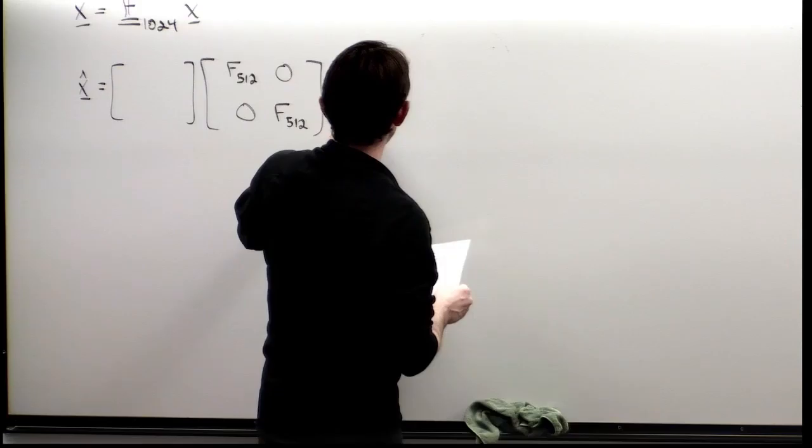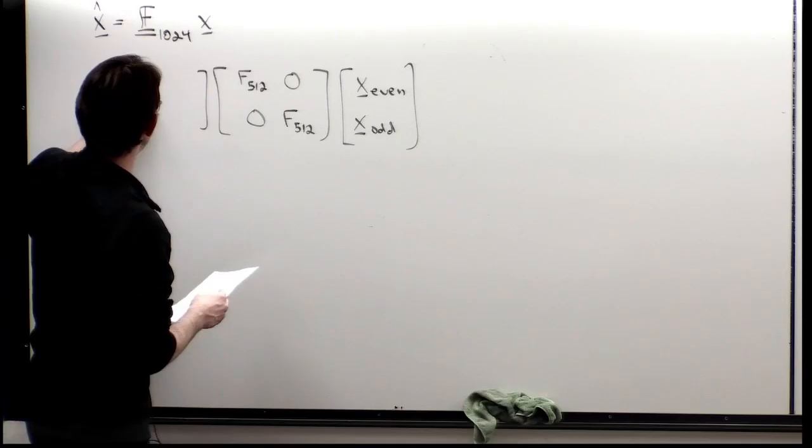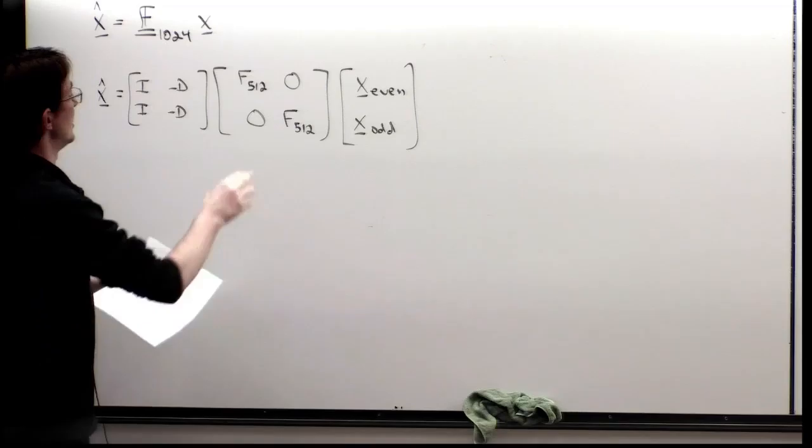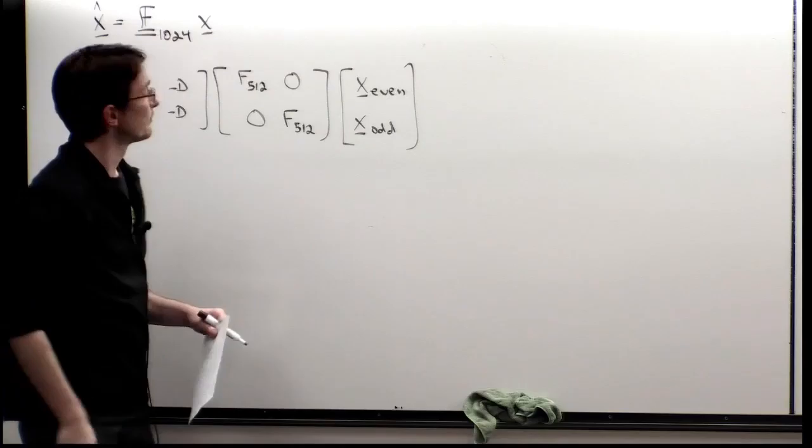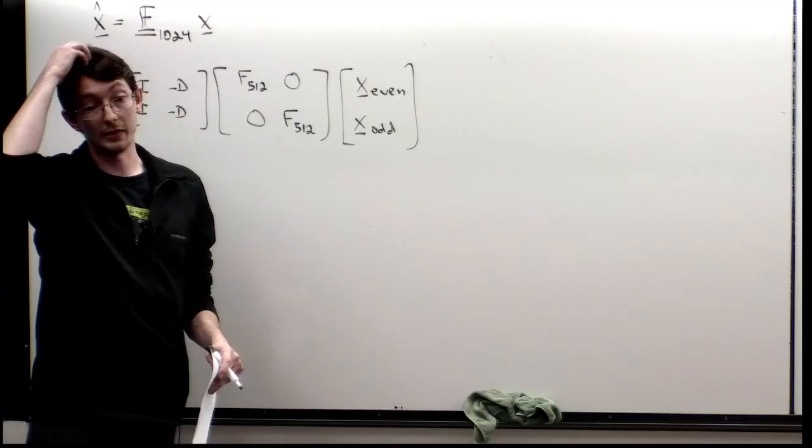Now, this is a little bit of a weird notation. I'm going to tell you what this all means in a minute. I think this is right. So F512 is the 512 by 512 discrete Fourier transform matrix. It's a lot smaller than F1024. And so half of this matrix is zeros. So right off the bat, we've saved a factor of 2 in multiplications.